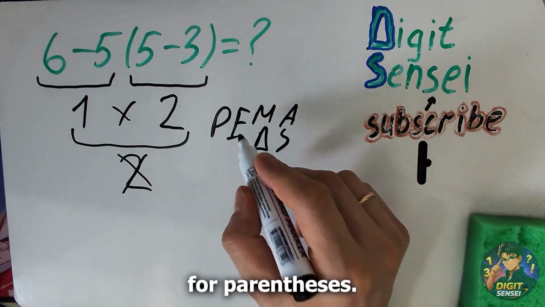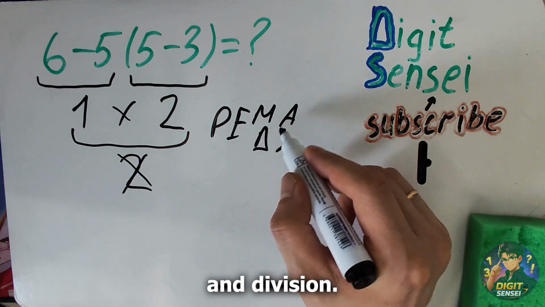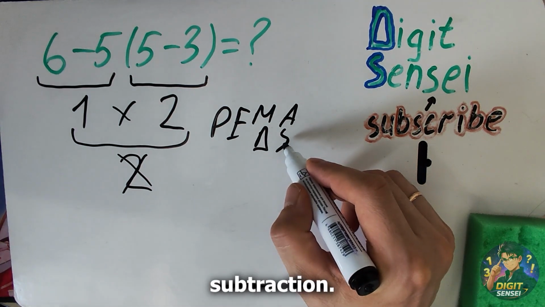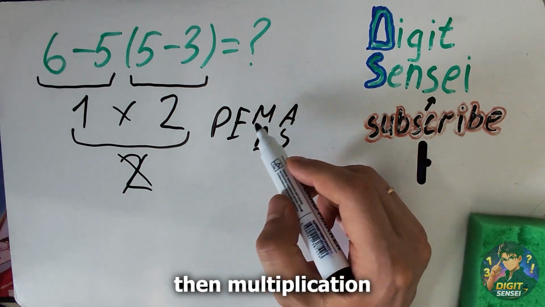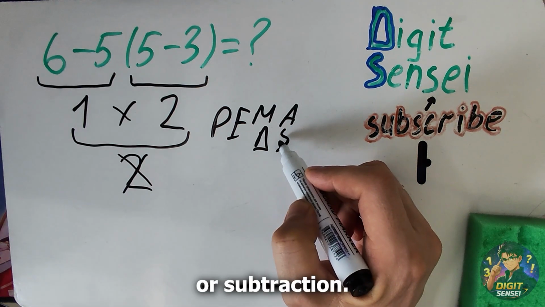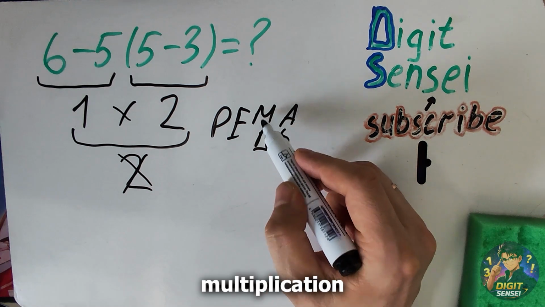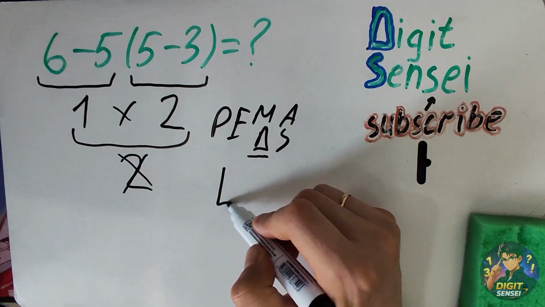P stands for parentheses, E stands for exponents, M and D stand for multiplication and division, and A and S stand for addition and subtraction. First we have to do parentheses, then exponents, then multiplication or division, and finally addition or subtraction. Remember that multiplication and division have equal priority and we have to work from left to right.